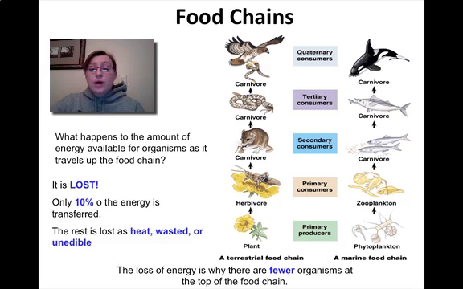And this explains why we see fewer organisms at the top of the food chain. As you move up the food chain, it's 10% less, 10% less, 10% less, 10% less. And so these large consumers at the top of the food chain have to eat a large number of organisms in order to continue surviving.